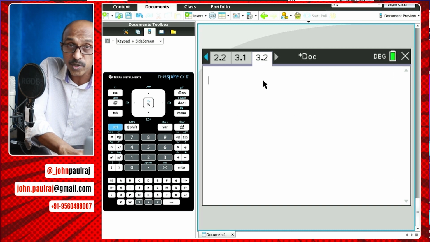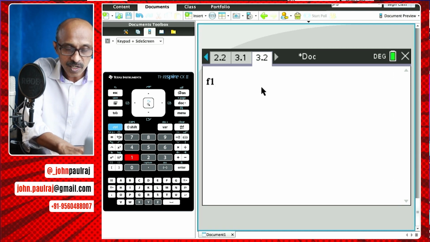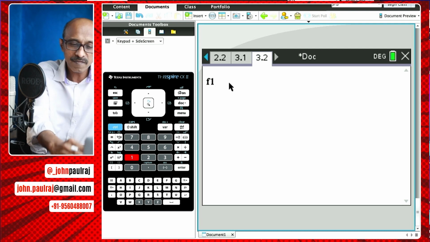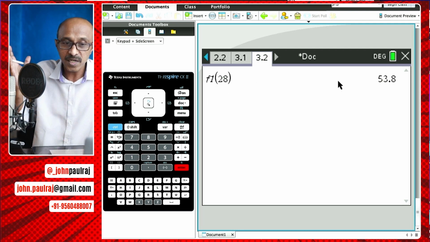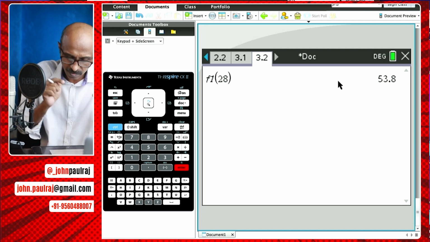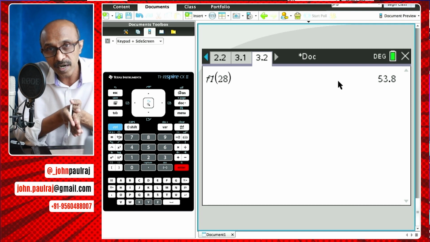Okay, this is the same problem, 3.2. Now, because you saved it under F1, when I type in F1, can you see it's becoming bold? So it's saved there. I just say F1 of 28 and hit enter. I get the value 53.8, just like that. I don't have to do that, 0.587 times. Even though you're using the calculator, use it smartly is what I'm saying.